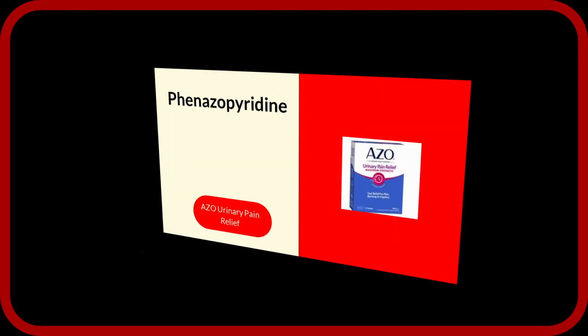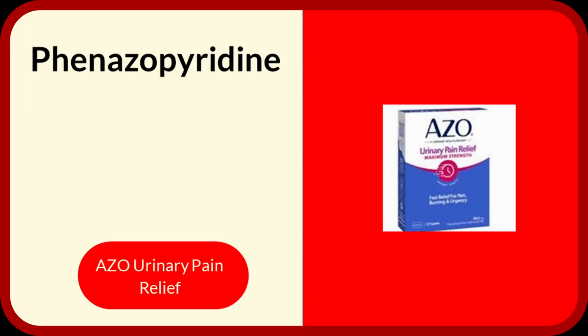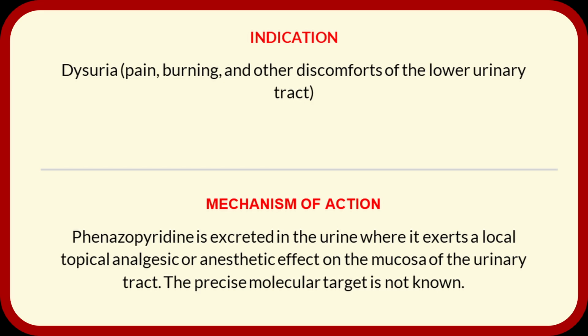Phenazopyridine, with the brand name Azo Urinary Pain Relief, is used for dysuria, pain, burning, and other discomforts of the lower urinary tract. Phenazopyridine is excreted in the urine, where it exerts a local topical analgesic or anesthetic effect on the mucosa of the urinary tract. The precise molecular target is not known.